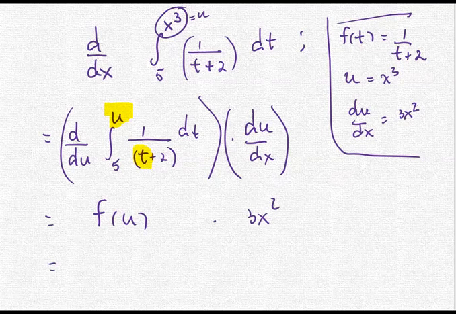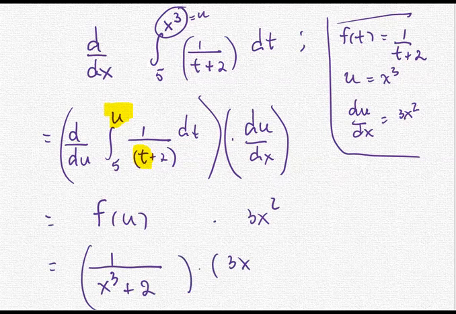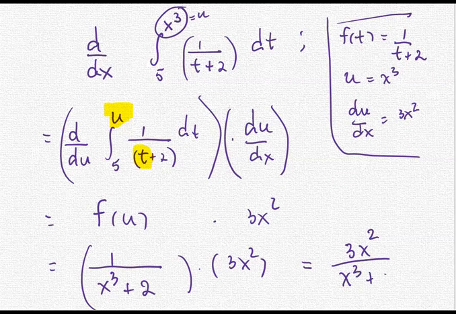And what is the u? The u is x to the third. So that means we have 1 over u plus 2, or x to the third plus 2, multiplied by 3x squared. Put them together in one expression, and we have 3x squared divided by x to the third plus 2.